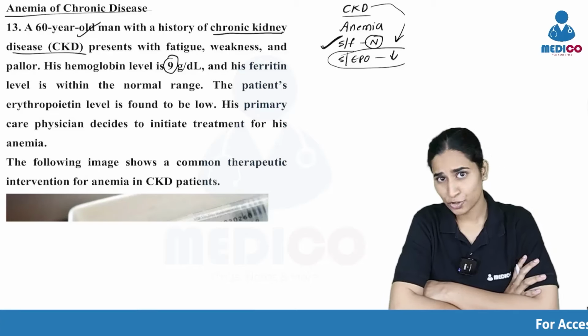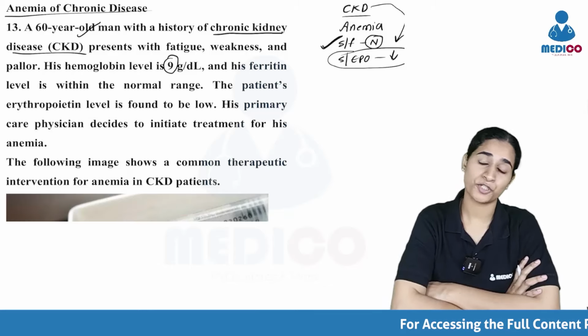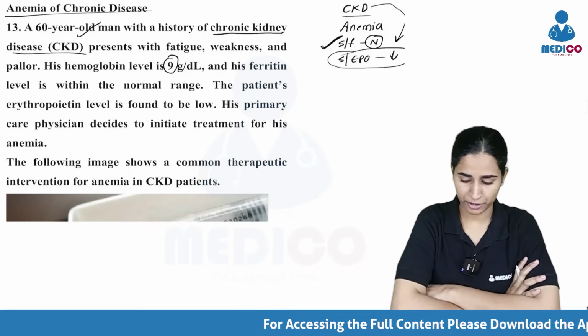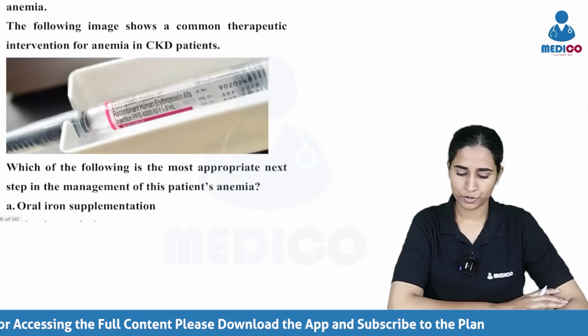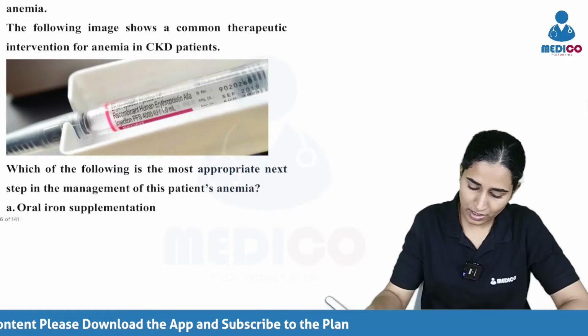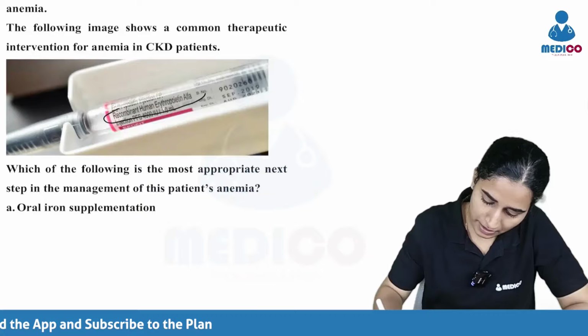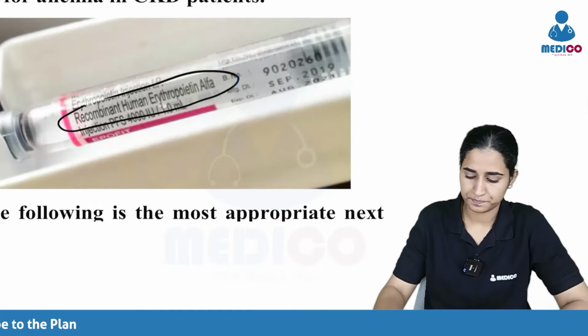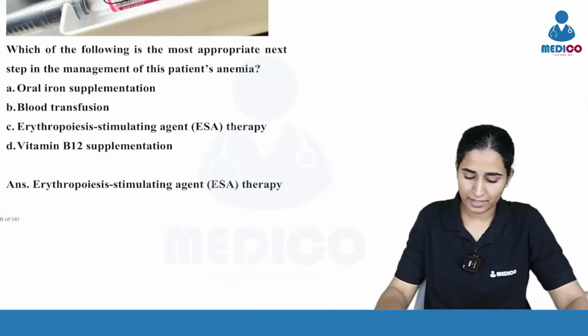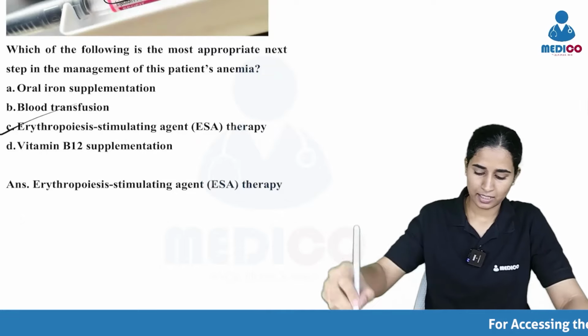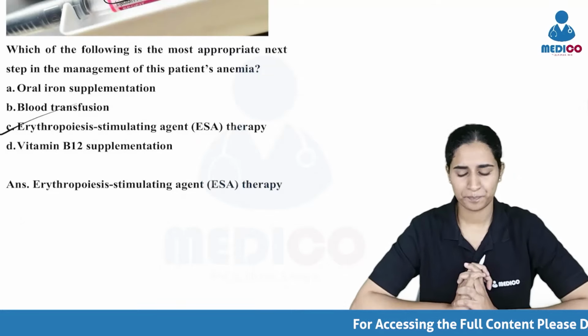Are you going to give erythropoietin to this patient? Yes, that is an option. I can give erythropoietin to this patient. So he's asking what is the initial management. He has also given a picture of recombinant human erythropoietin, which is what he's using in this case. Most appropriate next management is erythropoietin stimulating agents.